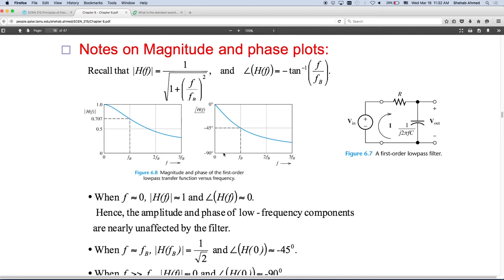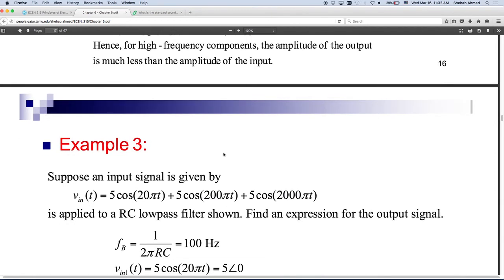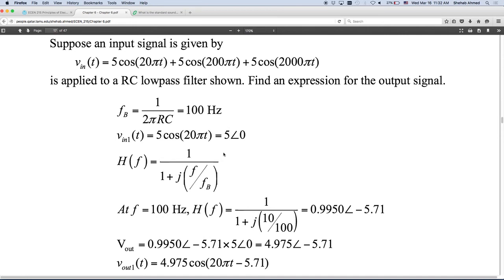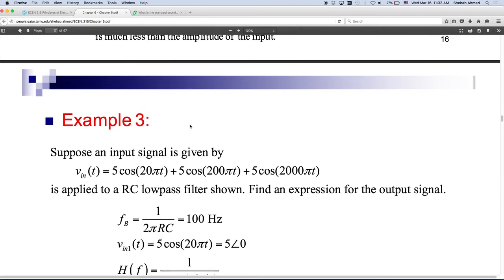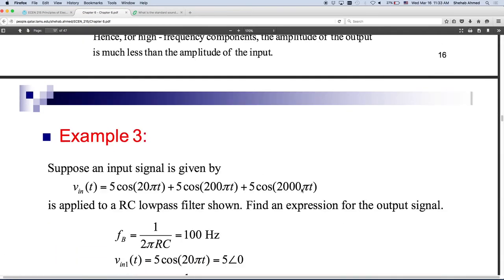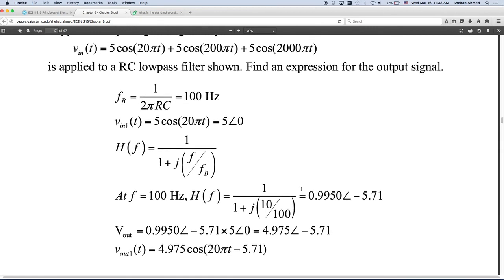We talked about pass band, block band, or attenuation band. So here's exactly what we did before, but applied to a low pass filter example. Your input signal is a set of cosines at 10 hertz, 100 hertz, and 1000 hertz, applied to an RC low pass filter. Find an expression for the output signal. FB happens to be 100 hertz for that specific filter that was designed.